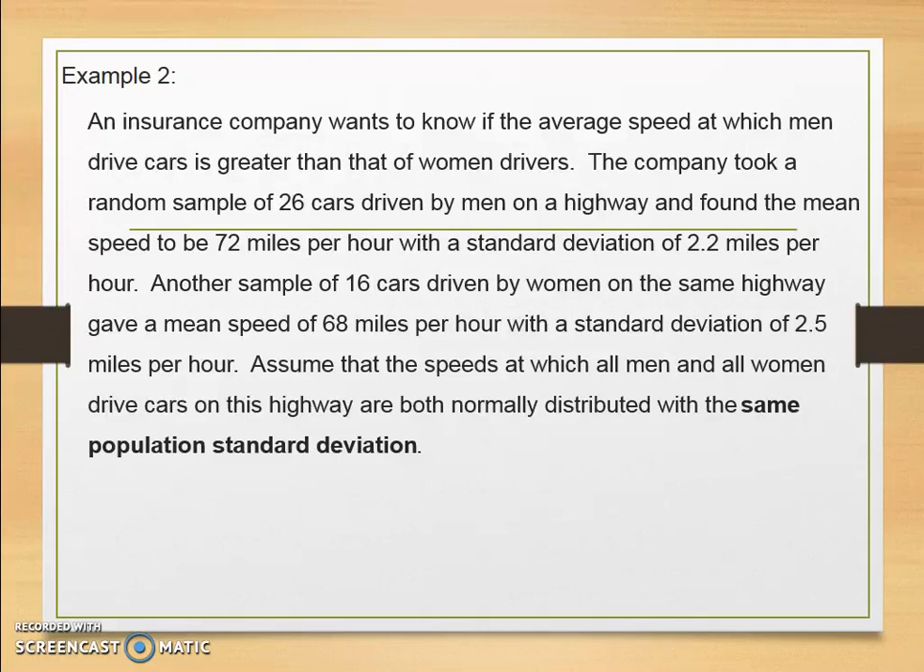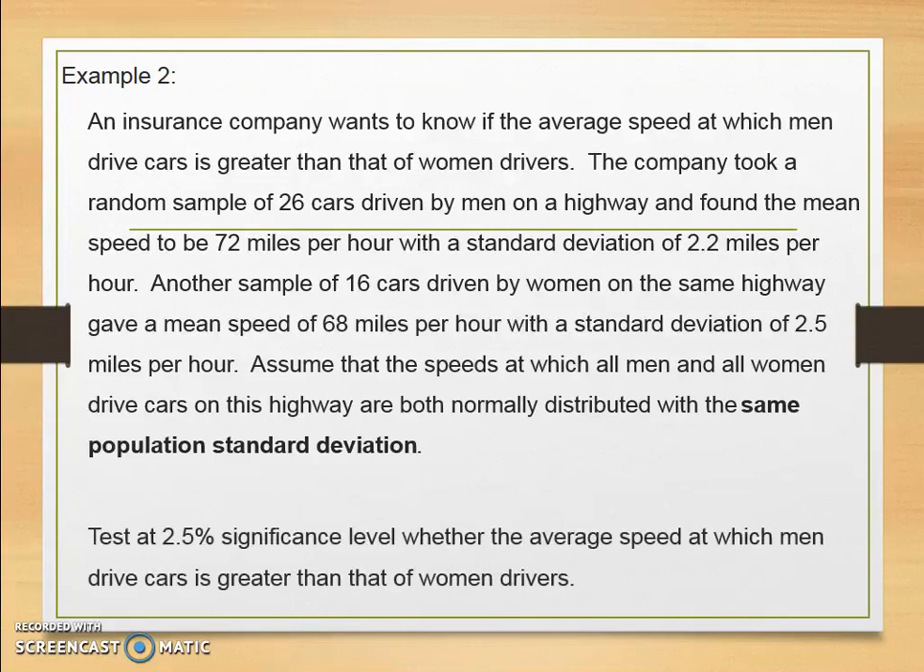Assume that the speeds at which all men and all women drive cars on this highway are both normally distributed with the same population standard deviation. Test at 2.5% significance level whether the average speed at which men drive cars is greater than that of women drivers.